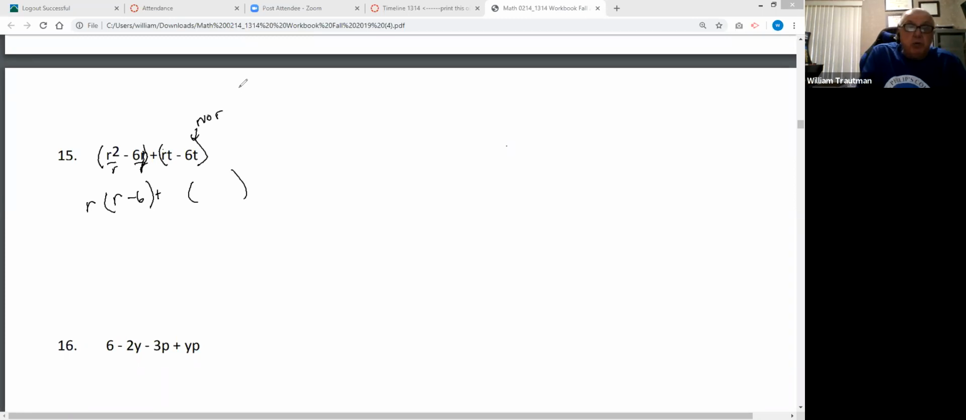Lowest power T, oh, a T factors out of each one. So a T divides out of each one of these. So when I divide each by T, I'm left with R. The T's cancel and a minus 6. The parentheses are identical. Once the parentheses are identical, we can go to step 3. If you haven't done step 3 yet, do step 3.